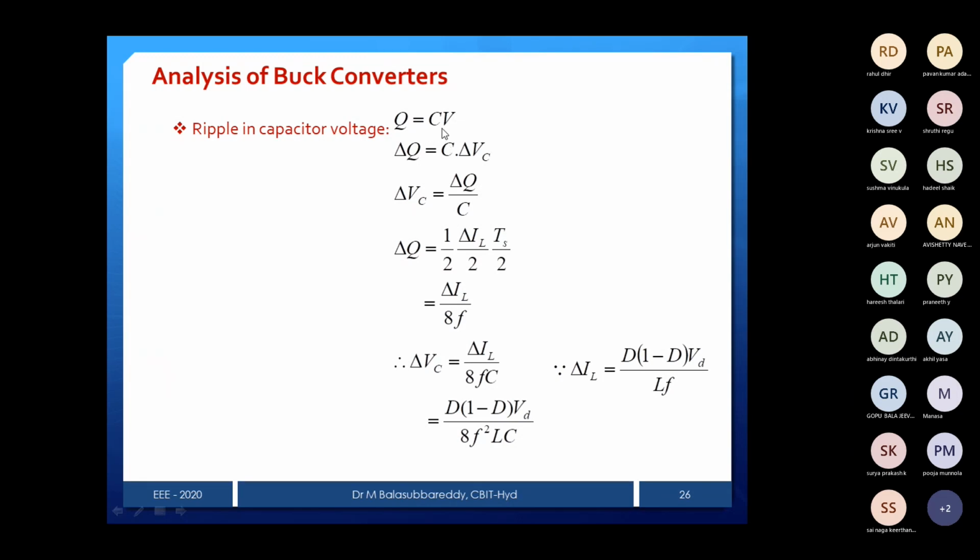Now you can see Q is equal to CV, or delta Q is equal to C into delta V. From that, delta V is equal to delta Q by C. Again, delta Q is the area under the curve, so that area is half into base into height. Use this formula and we get delta Q, and substitute here. Finally, we get delta VC is equal to this, after simplification. So once you know delta Q and this value, you can substitute here and we get delta VC is equal to this formula.